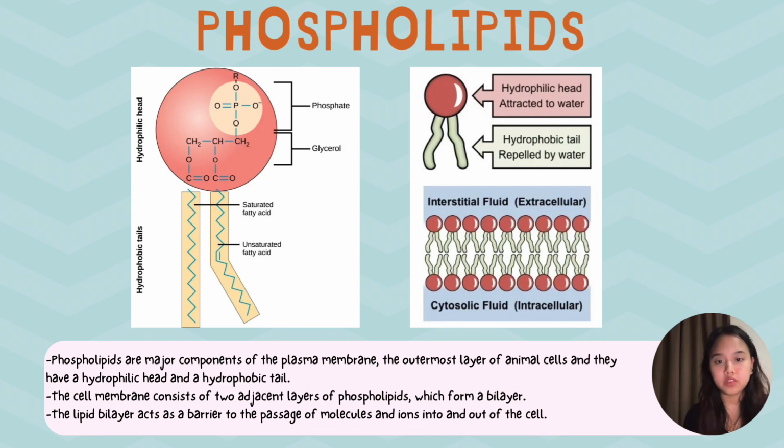The cell membrane consists of two adjacent layers of phospholipids, which forms a bilayer. The fatty acid tails of the phospholipids face inside, away from the water, as they are hydrophobic, while the phosphate heads face outward towards the aqueous side, as they are hydrophilic. This structure acts as a barrier to the passage of molecules and ions into and out of the cell, and it also protects the cell against various environmental insults.